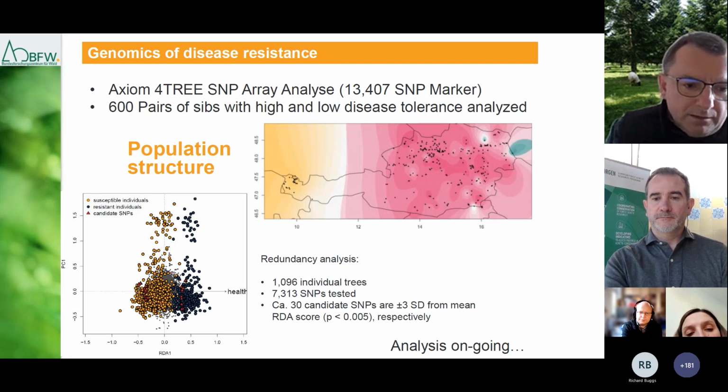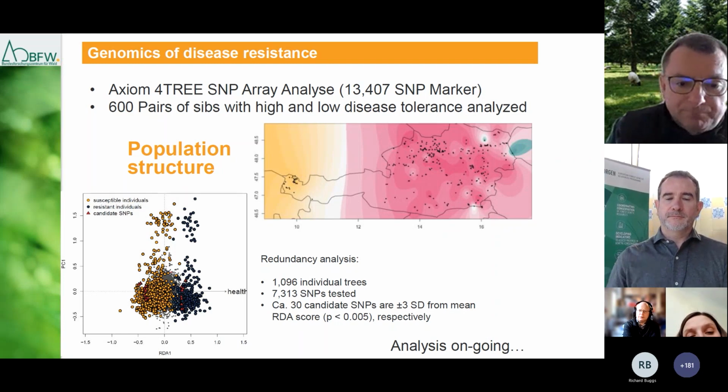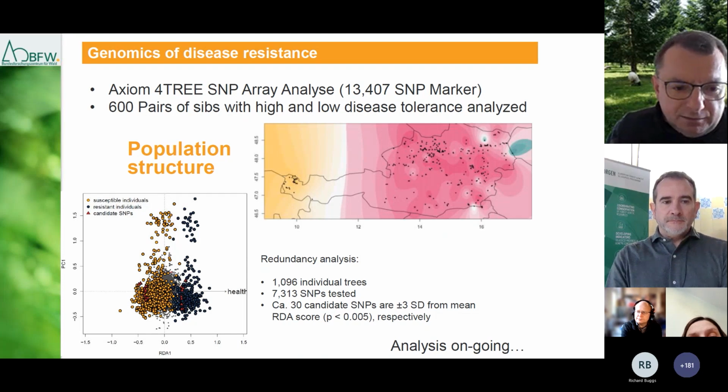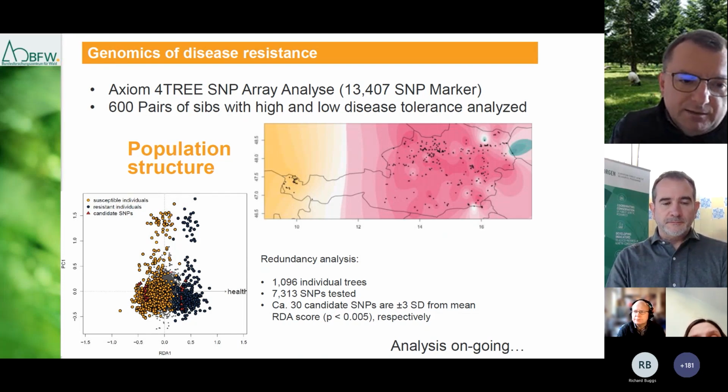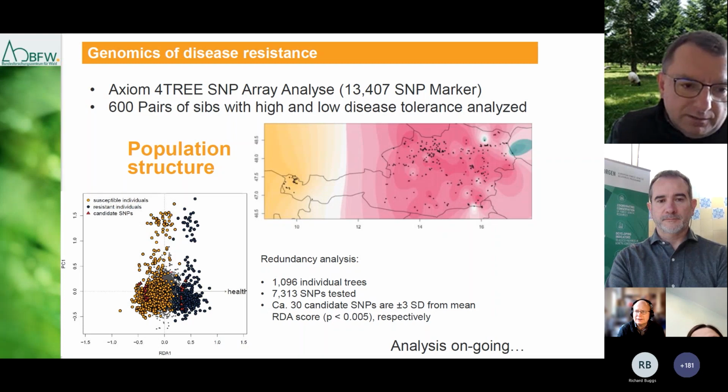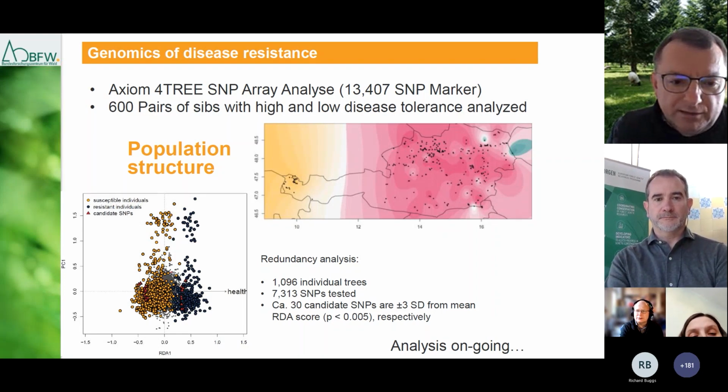Then we have also analyzed the SNP data towards the resistance genes, let's say. We were able to define the groups based on the SNP data, the susceptible individuals and the resistant individuals. And we have also already discovered a couple of candidate SNPs, which could be effective to show the resistance, but here the analysis is still ongoing. This part of the analysis is done by my colleague Aglaya Shukala.